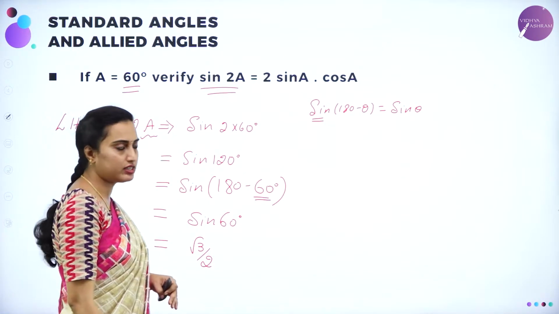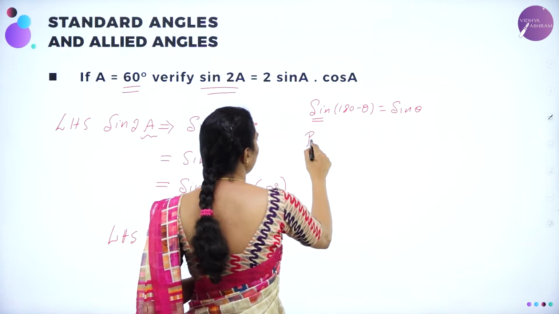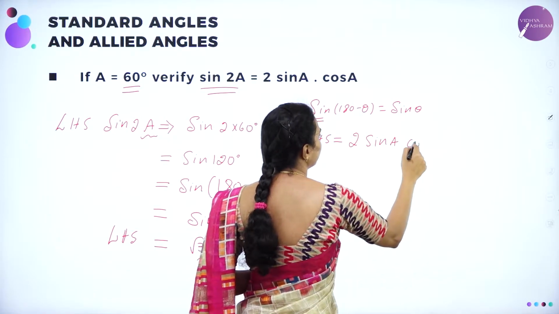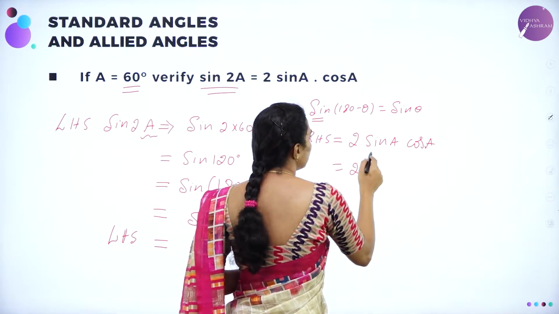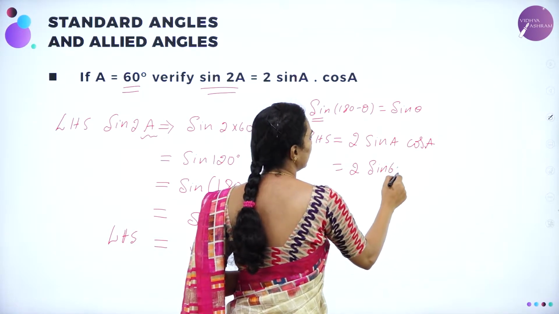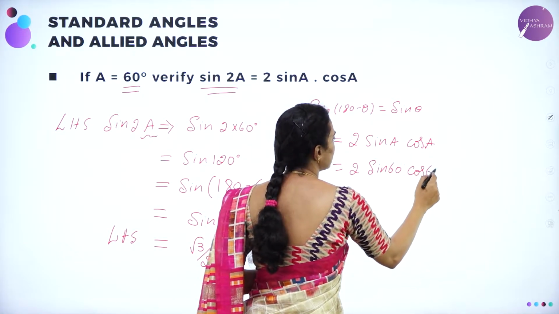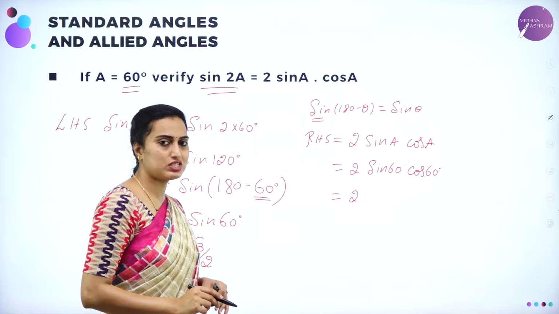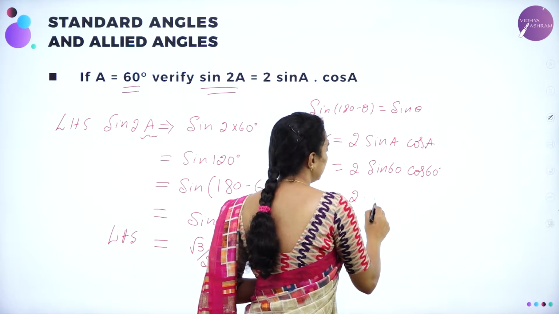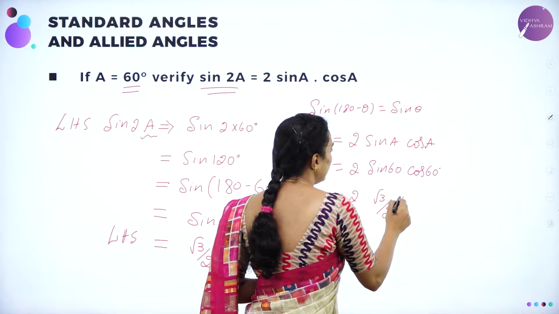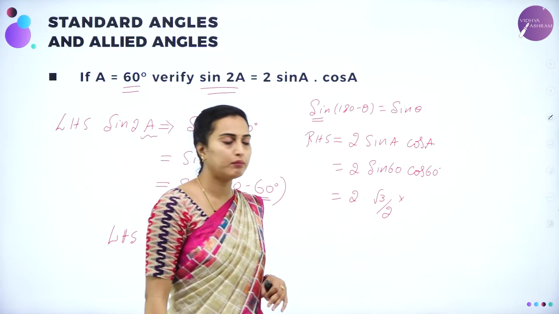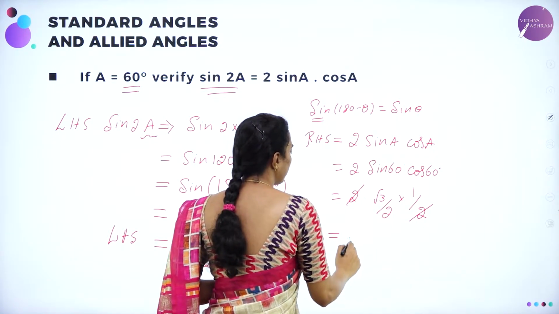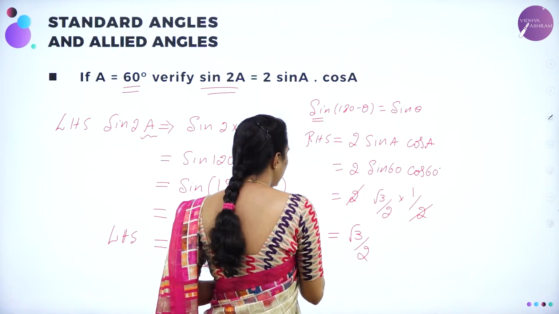Let me verify the right hand side. Therefore the right hand side, as they have given, is 2 into sine A into cos A. Now here A is 60 degree, so 2 into sine 60 degree, which you know already is root 3 by 2, isn't it? Similarly, cos 60 degree you know already is 1 by 2, right? Now here 2 and 2 will get cancelled. You are going to remain with the value root 3 by 2, which is the RHS.